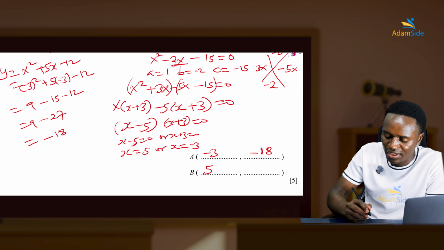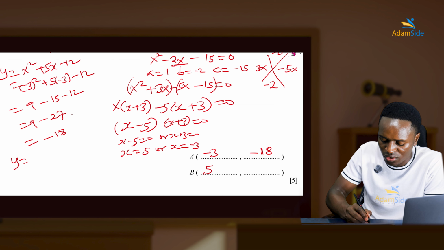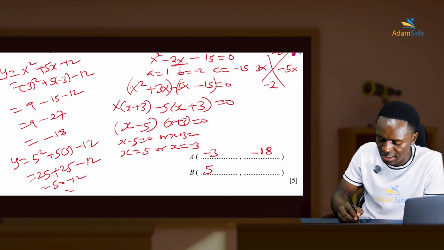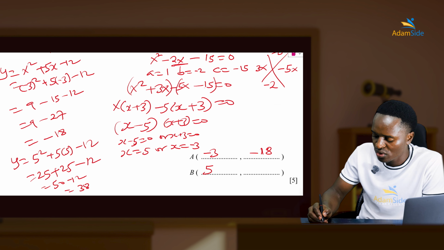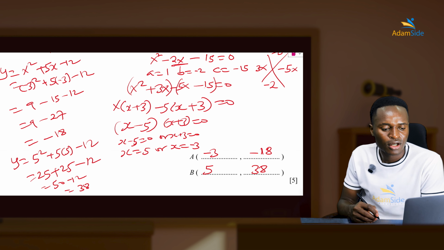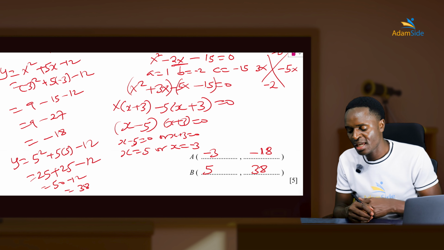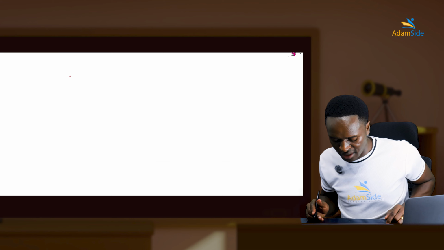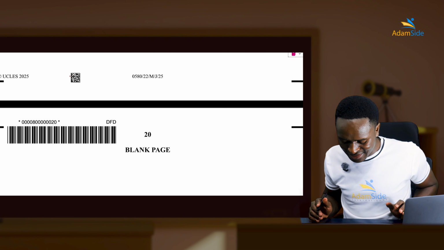And then apply when x is 5. y is equal to 5 squared plus 5 times 5 minus 12. It is 25 plus 25 minus 12. It is 50 minus 12, you get 38. So this is 38. Correct. So 5, 38, and negative 3, negative 18. You can put them that way, and you get your 5 marks.